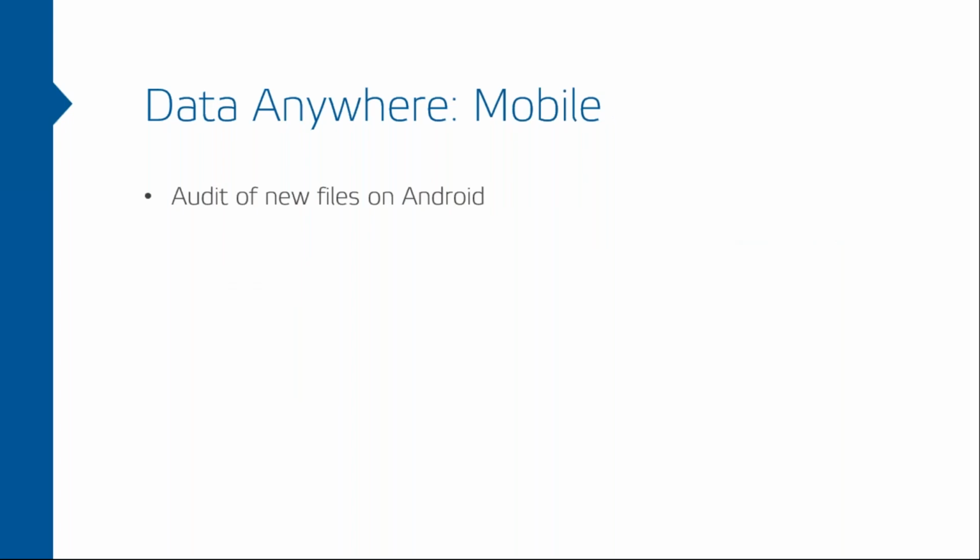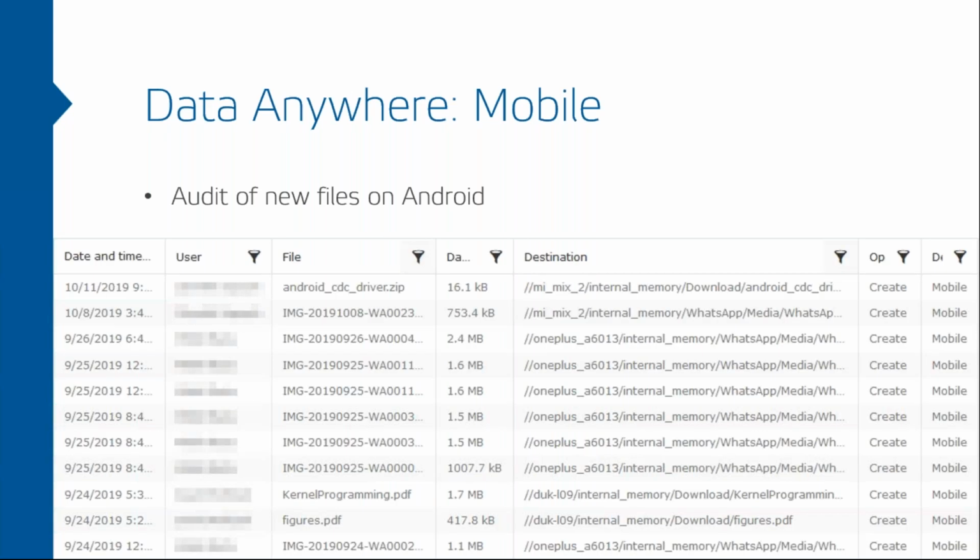So as mentioned previously, on mobile, especially on the Android platform this time, we are bringing audit of new files. What this means is that when you download a file to your mobile phone or you create it right on the mobile phone, Safetica Mobile, which is running on the Android, it will be able to recognize this and send information about these actions to the Safetica management service. That means that you will see these kind of logs.